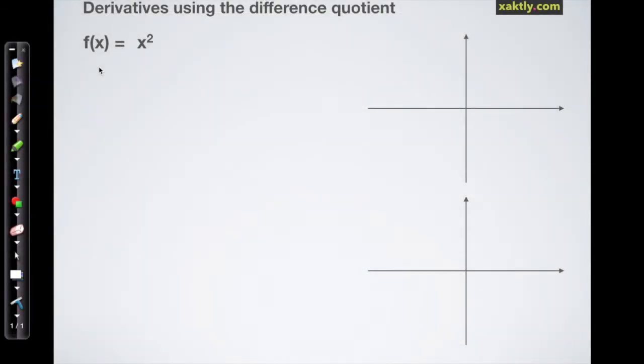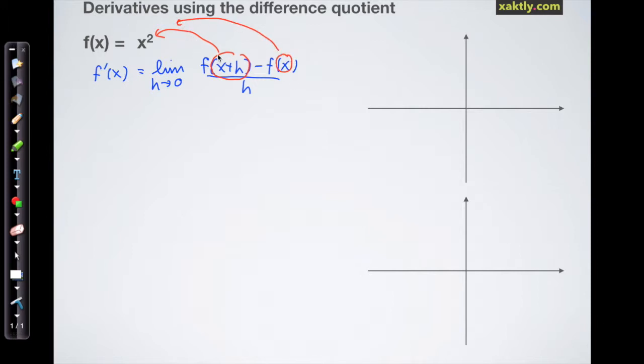All right, let's do our first example of taking a derivative using the difference quotient. So we'll take the derivative of f of x equals x squared. Remember, our derivative formula, or our difference quotient, is f of x plus h minus f of x all over h, and we're taking the limit of that as h goes to 0. What we want to remember to do is plug x plus h into the function and then x into the function as we build this difference quotient.